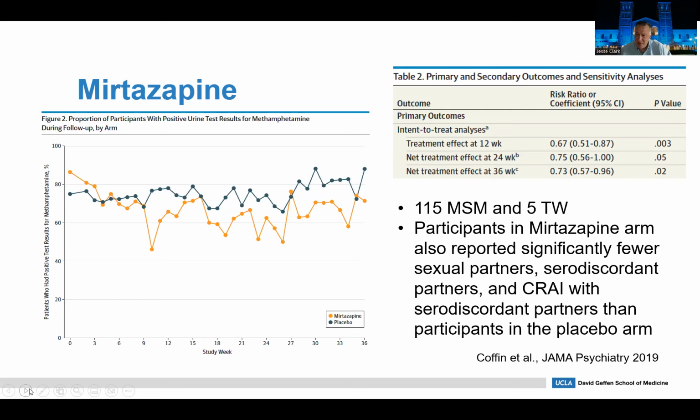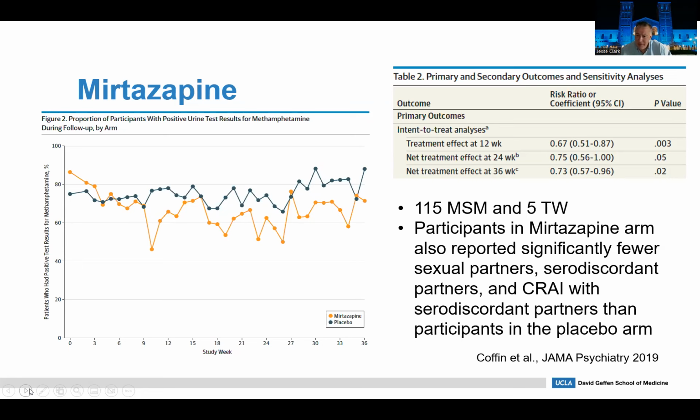In the latest trial, there were 115 MSM and 5 trans women, and there was a significant effect in terms of the number of positive urine test results for methamphetamine among people assigned to receive treatment versus placebo, and you can see that in the curves on the left.